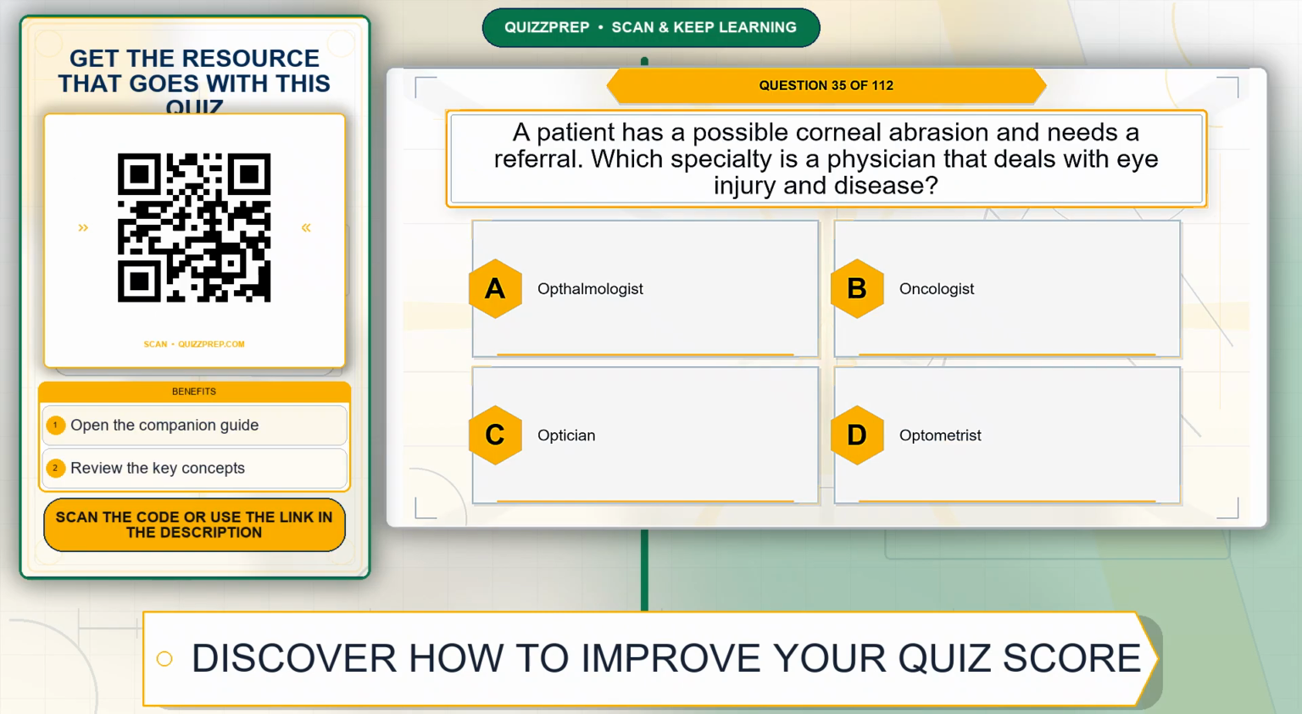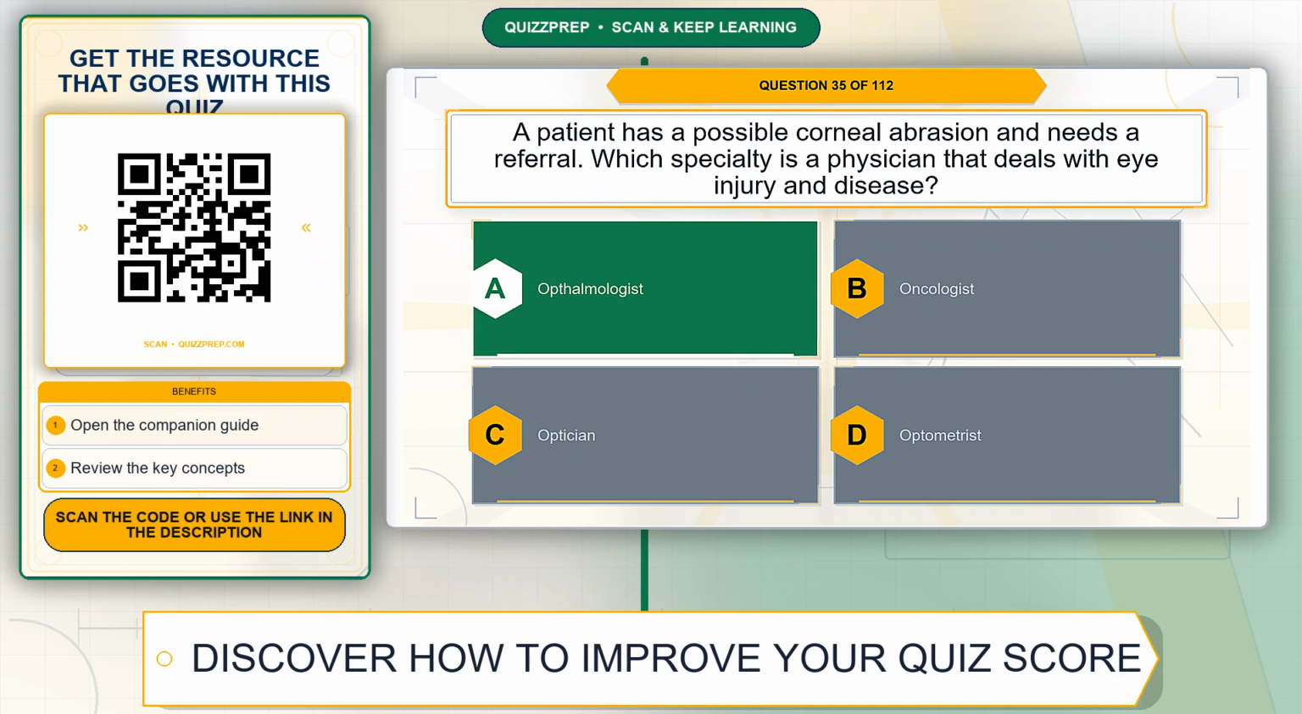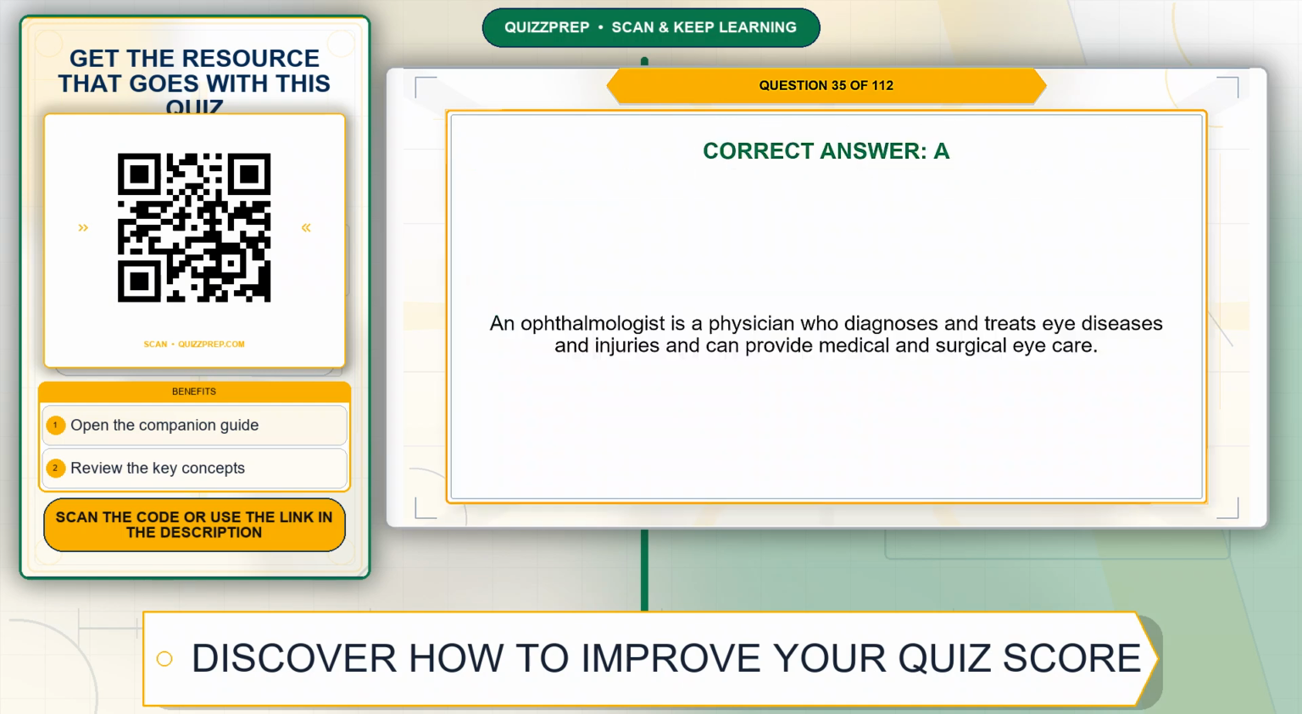Question 35. A patient has a possible corneal abrasion and needs a referral. Which specialty is a physician that deals with eye injury and disease? Option A, ophthalmologist. Option B, oncologist. Option C, optician. Option D, optometrist. The correct answer is option A, ophthalmologist. Explanation. An ophthalmologist is a physician who diagnoses and treats eye diseases and injuries and can provide medical and surgical eye care.